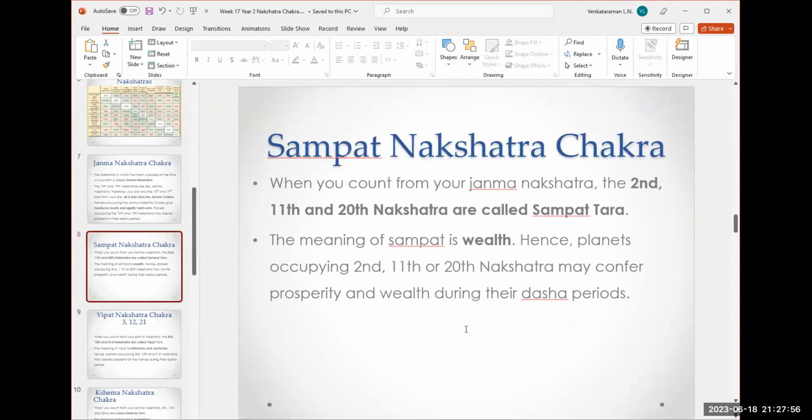Sampat means wealth or prosperity. It doesn't literally mean that it's about money. It can be anything. Even knowledge is wealth. So something that makes you richer.